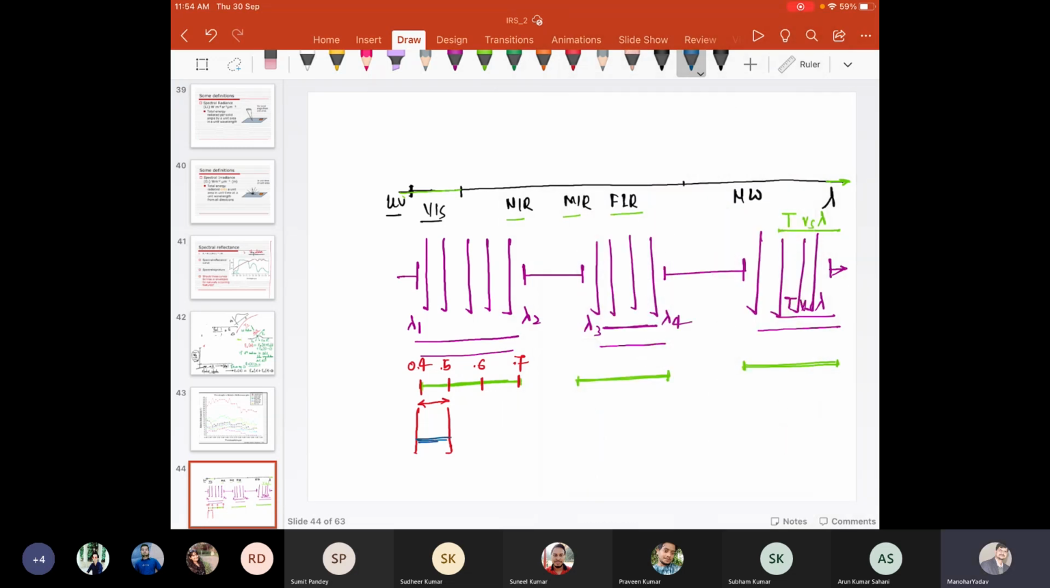This is the blue band. Okay. Now after that, we have a green band over here. This is the green band. After that, we have a red band.